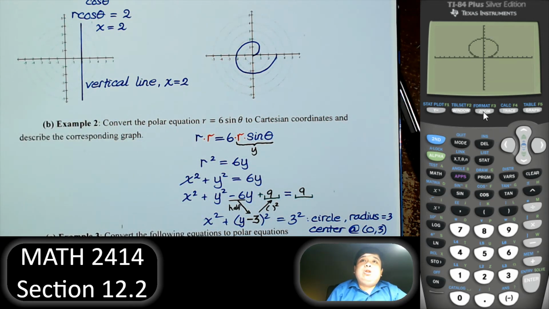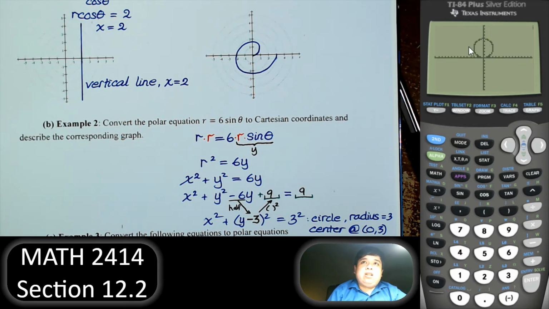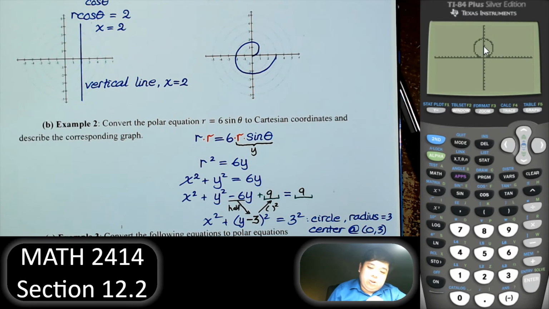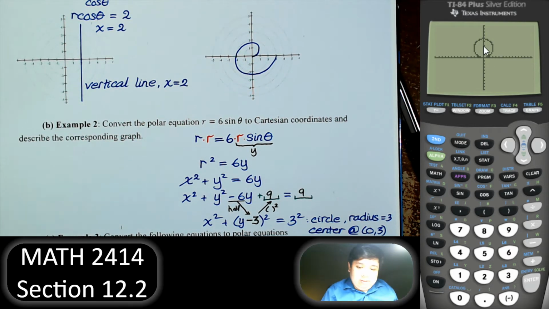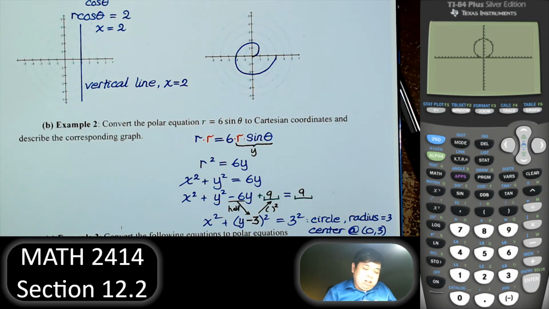Right, now with zoom number 5, we have the same increment on the x and the y axis, so that looks more like a circle to us, so just good. Radius is 3, center (0, 3), so yeah, that looks right.